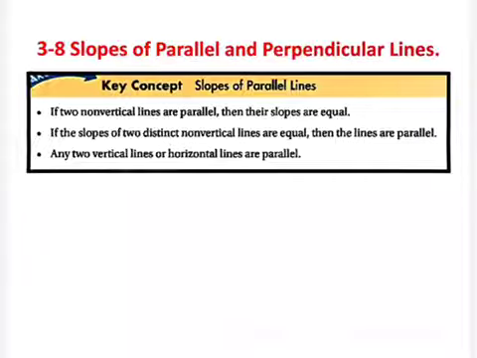Slopes of parallel lines. If two non-vertical lines are parallel, their slopes are equal. So if two lines have the same slope, they are parallel. If the slopes of two distinct non-vertical lines are equal, then they are parallel. So this is just saying the same thing. If our slopes are equal, we have parallel lines.